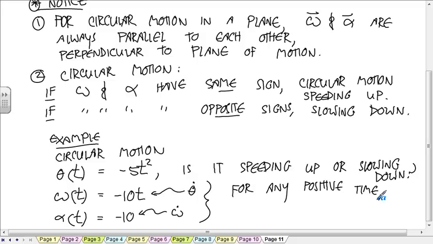it seems a little arbitrary, doesn't it? But that's just how everyone does it. That's what we're going to do too. No negative times. So for any positive time, omega and alpha have the same sign. So this is speeding up. Any questions about that?